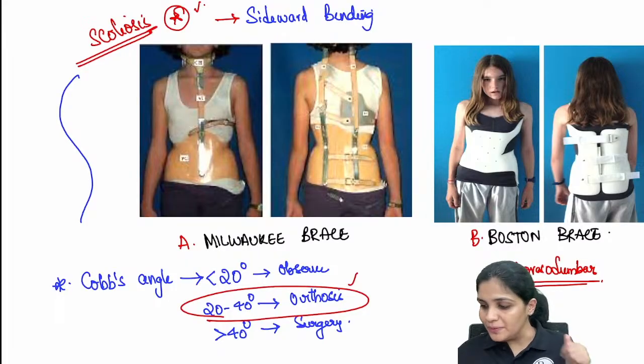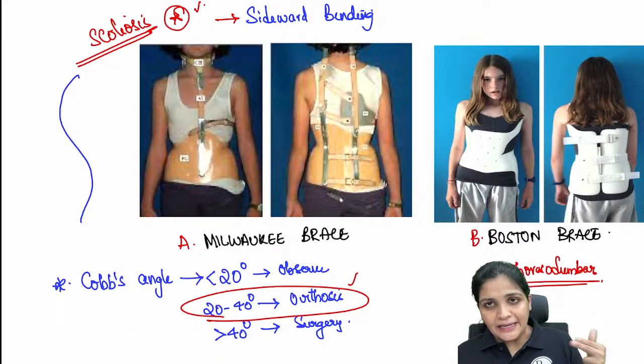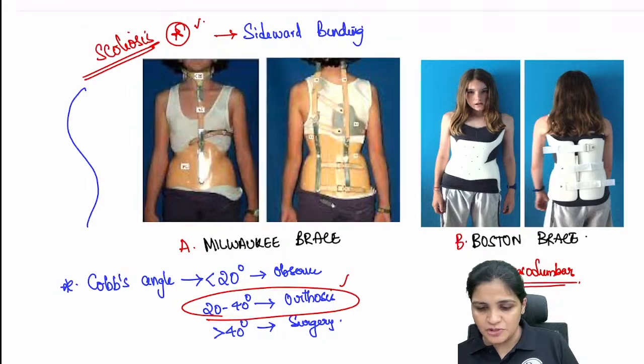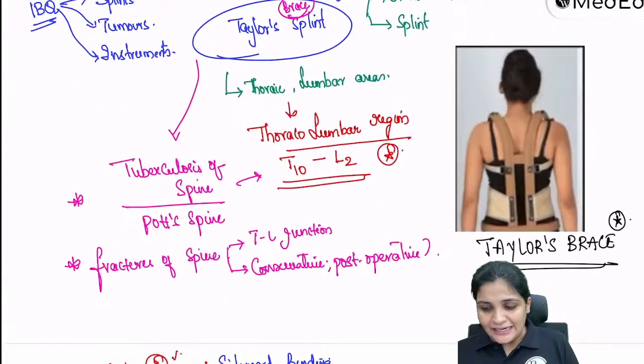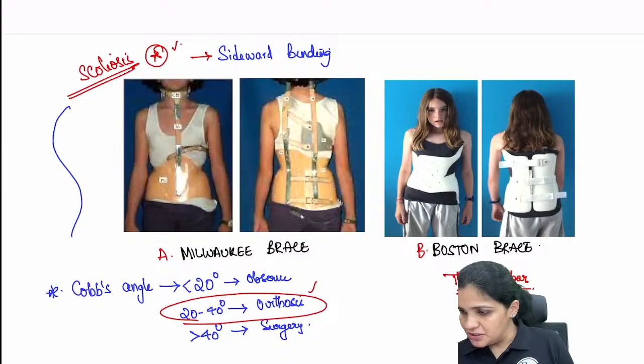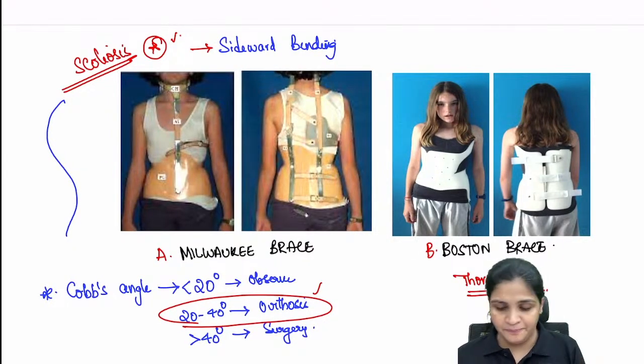What are the two braces which we use? If it is cervical scoliosis also, we go for the Milwaukee brace. If it is thoracic and lumbar, we go for the Boston brace. These are the two important braces you have to remember. So this is the Taylor's brace, this is Milwaukee, and this is your Boston brace. These are the three important braces you have to remember for your spine.